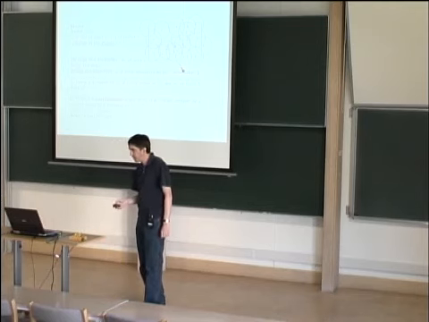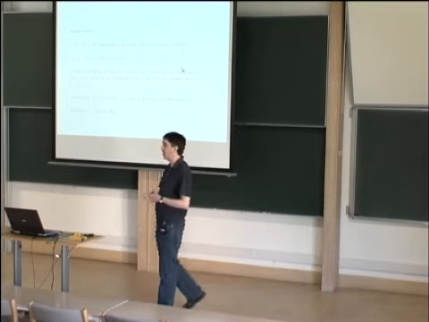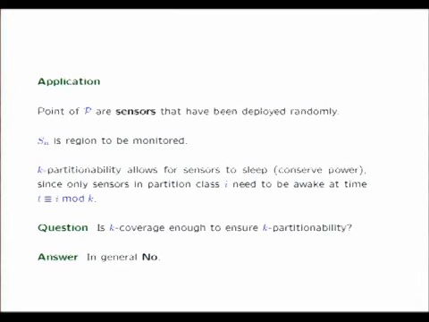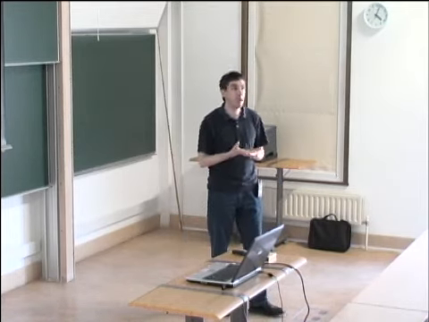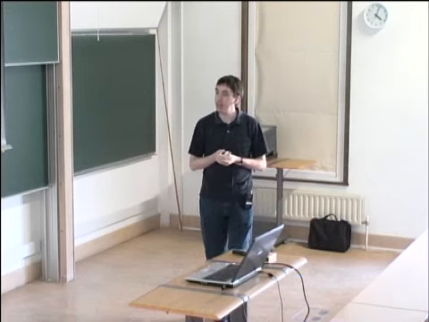So the application. We consider the points of our Poisson process as sensors which are deployed in a random fashion. S_n is the region to be monitored. And we want to monitor the entire region. So we want one coverage. But quite often in practice, there may be more than one coverage. We may cover the region too often. We may have more sensors than we actually need to cover the region.